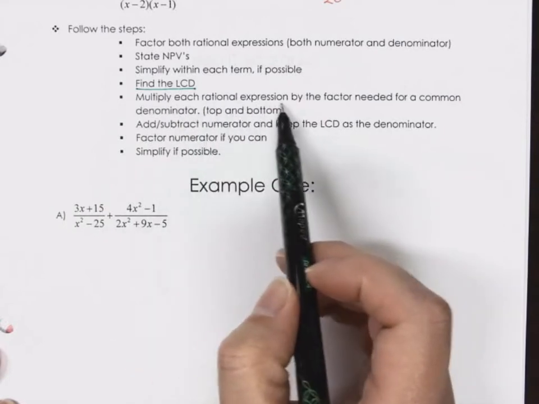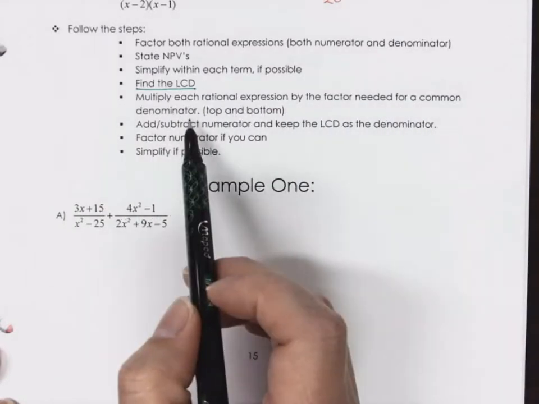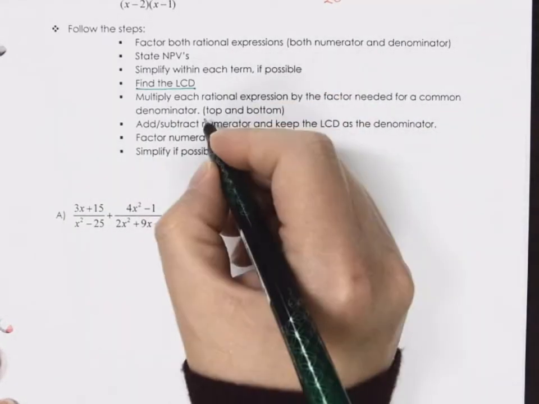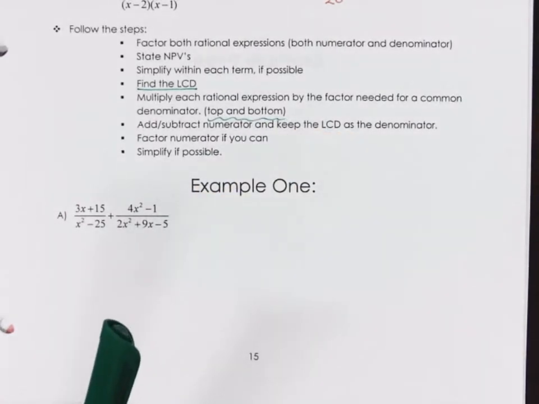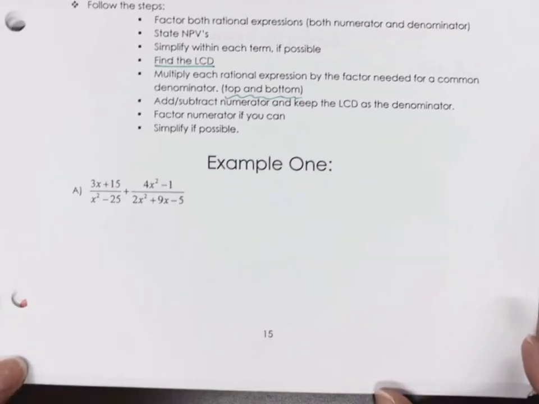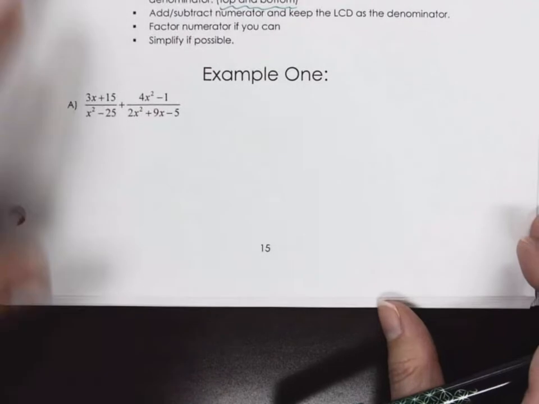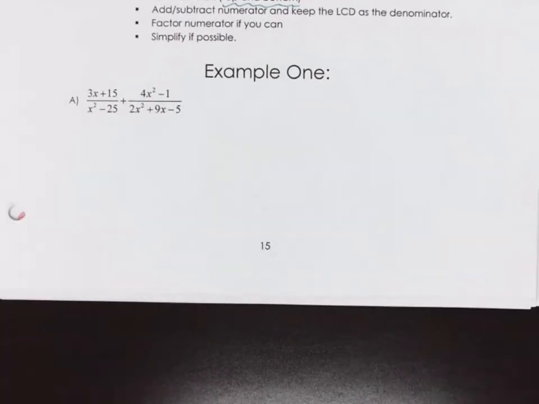Multiply each rational expression by the factor needed for the common denominator, and I say this top and bottom, that's the most important part because it's going to be different when we switch to 6.4. Add, subtract, numerator, LCD is the denominator, factor the numerator if you can, simplify if possible. All right, let's go. We can do this. Step 1, what's step 1? Factor everything.